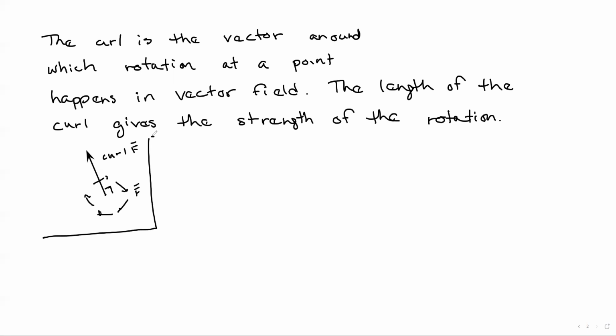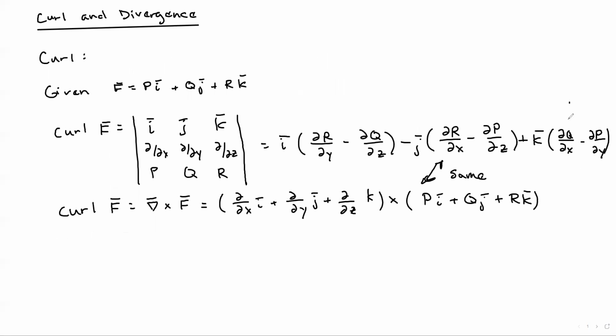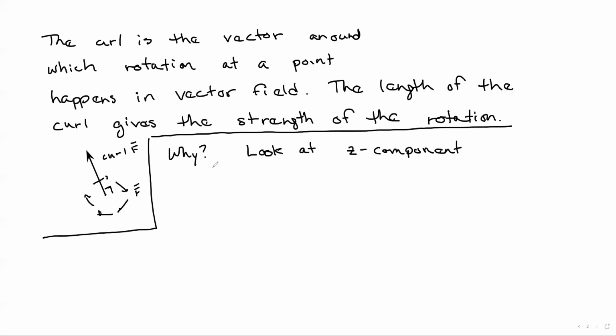What you can do that's really simple, to see why the curl produces the vector around which there's rotation, is to dig into the individual components. For example, if you look at the z component in the curl, it's this part here: the partial of Q with respect to x minus the partial of P with respect to y.